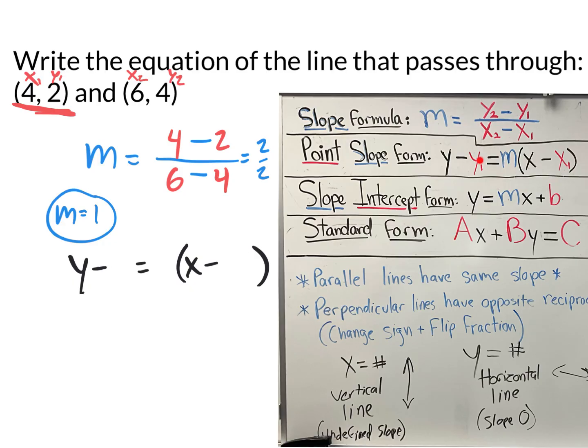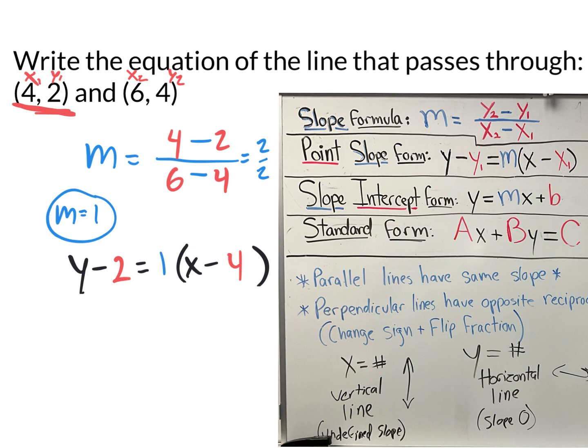So you could see that right here, the y1 goes right there. So y1 happens to be 2 in this case. So you put the 2 right there. The x1 value goes right here inside the parentheses, and x1 is 4, so the 4 goes right there. And of course, the m we found out was 1, and that's like the easiest type of m because when you multiply by 1, it doesn't change anything.